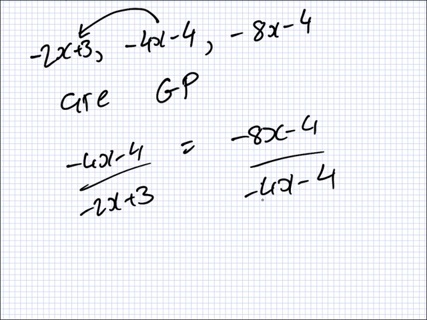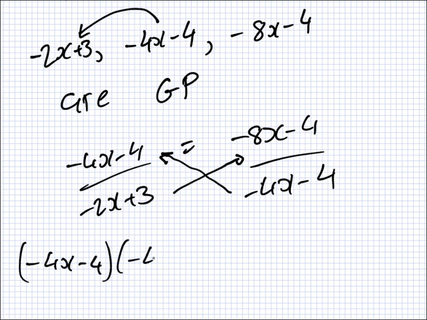Now, what could I do next to solve? It's a bit tricky. What's this called? Not quite cancel. Is it cross multiply? Cross multiply. So this comes up to the right, and this comes up to the left. Minus 4x minus 4, bracket, bracket, minus 4x minus 4 equals minus 8x minus 4, bracket, bracket, minus 2x plus 3.